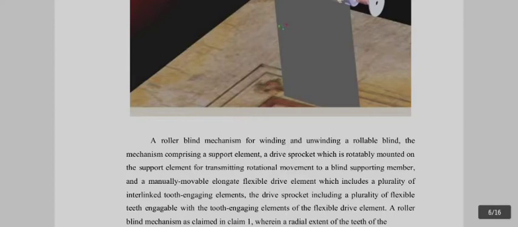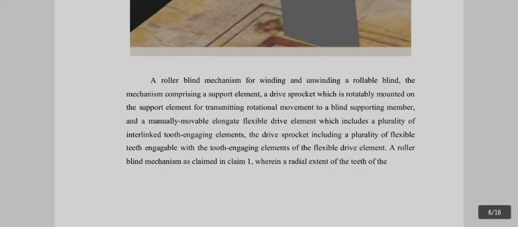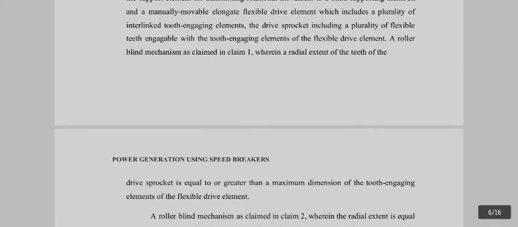The mechanism comprising a support element, a drive sprocket which is rotatably mounted on the support element for transmitting rotational movement to the blind supporting member, and a manually movable elongate flexible drive element which includes a plurality of interlinked tooth engaging elements. The drive sprocket includes a plurality of flexible teeth engageable with the tooth engaging elements of the flexible drive element. A roller blind mechanism as claimed in claim 1, wherein the radial extent of the teeth of the drive sprocket is equal to or greater than a maximum dimension of the tooth engaging element of the flexible drive element.